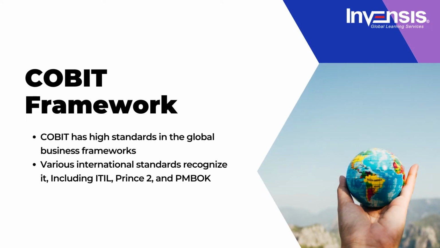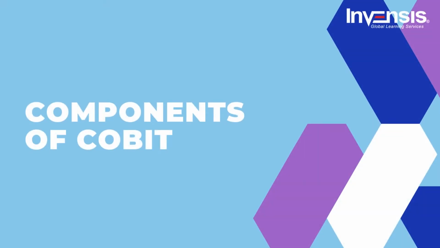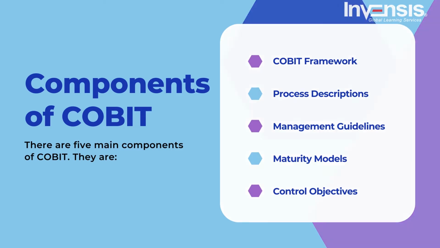With all these domains and processes, COBIT has high standards in the global business frameworks. Various international standards recognize it, including ITIL, Prince2, and PMBOK. We have seen the overview of COBIT and its framework. Now, let us understand the components of the COBIT framework in detail. Components of COBIT framework? There are 5 main components of COBIT. They are COBIT framework, process descriptions, management guidelines, maturity models, and control objectives.